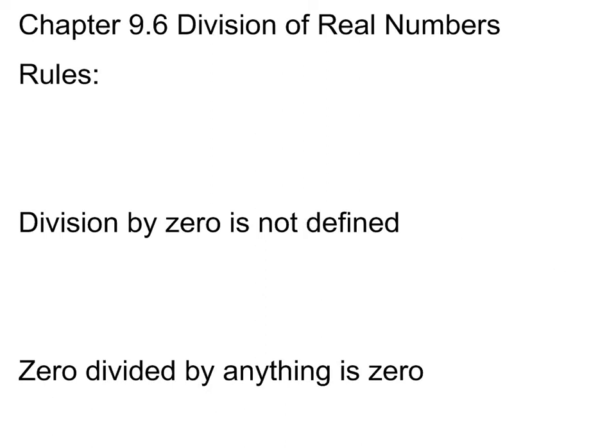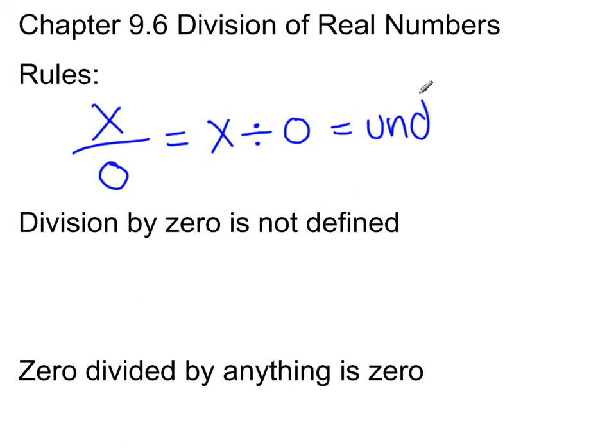Alright, welcome back again. We're going to continue on with chapter 9.6, division of real numbers. Some ground rules we're going to set here: the first and most important one is division by zero is not defined. So anything divided by zero is not defined, or we say undefined, or does not exist. Pretty much we can't do it, not in our world.